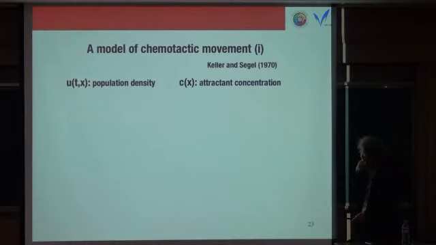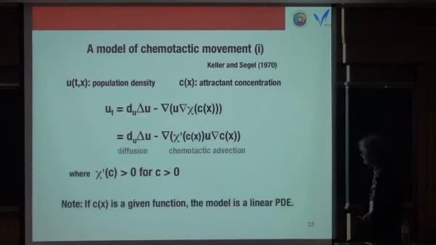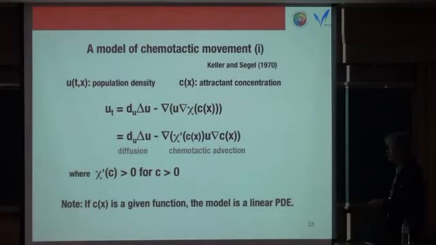So the first step is to propose a model of chemotactic movement, and that was already proposed by Keller and Segel in 1970. They introduced one variable, U, the population density, and C, the attractant concentration. And this is their model. U is the density, this is just a diffusion term, and this term is a chemotactic term. And we can rewrite this part like this.